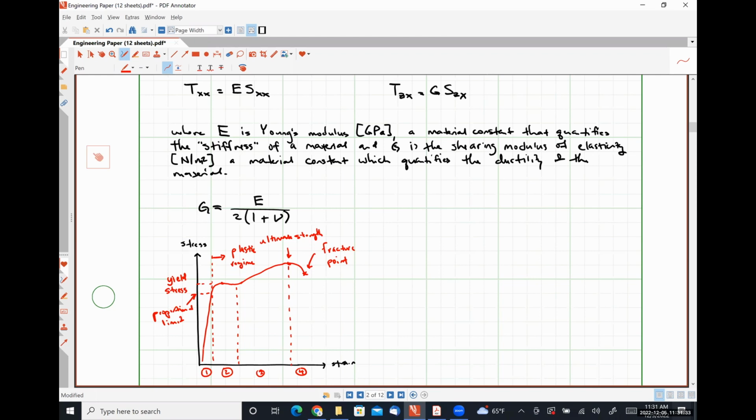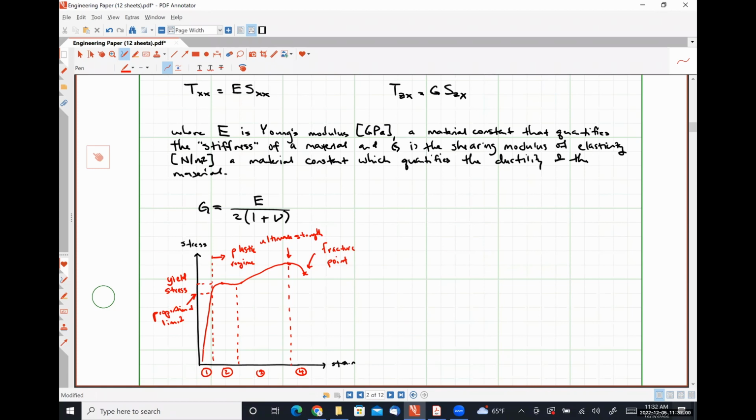Once we cross over into region 2, we have hit the plastic regime. Region 2 specifically is the perfect plasticity or yielding region. Stress and strain are no longer linearly related, and plastic deformation has occurred, where plastic deformation simply means that it's no longer going to go back to its original shape, okay?